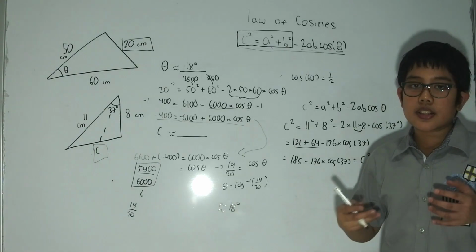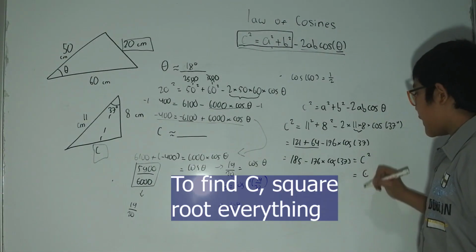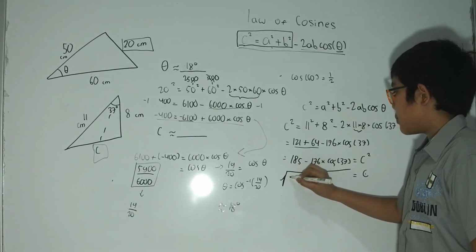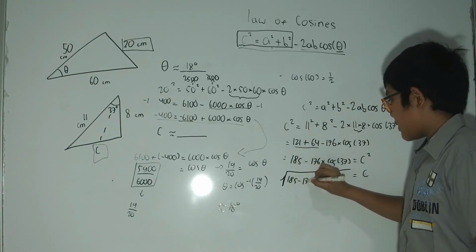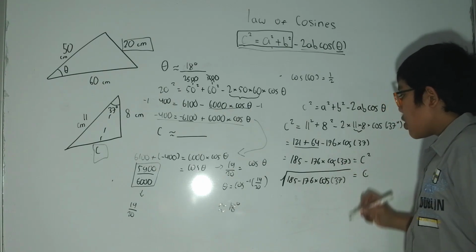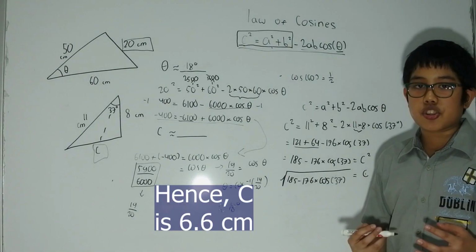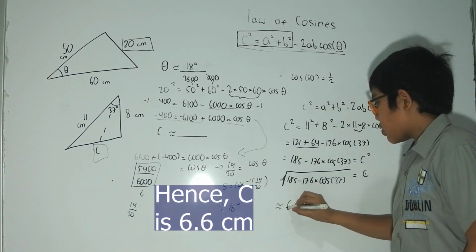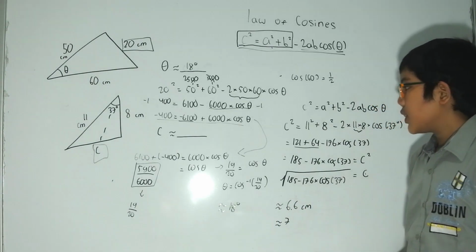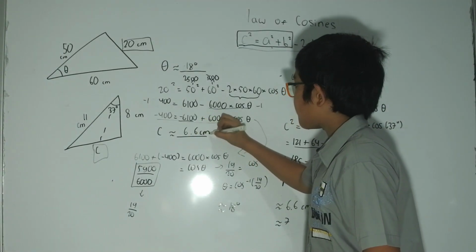So, before we get our calculator out, let's just solve directly for C. So, how do we find it? Well, we just take the square root of everything. So, the square root of 185 minus 176 times cosine of 37. So, what is this equal to? Well, we can plug it into our calculator and the answer will be approximately 6.6 centimeters, or you can round it to 7. So C is equal to approximately 6.6 centimeters.